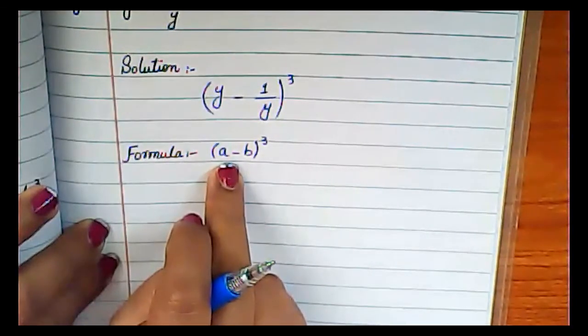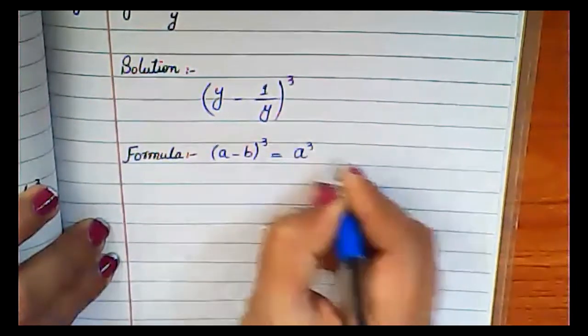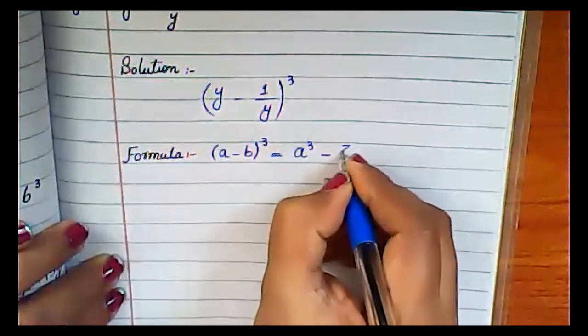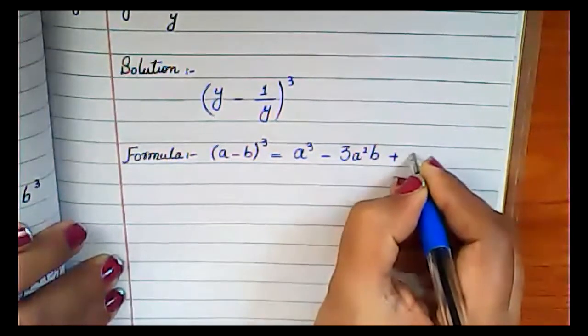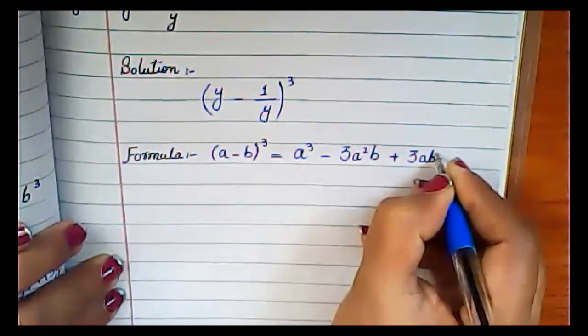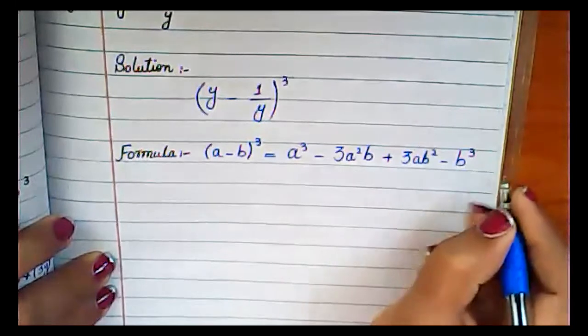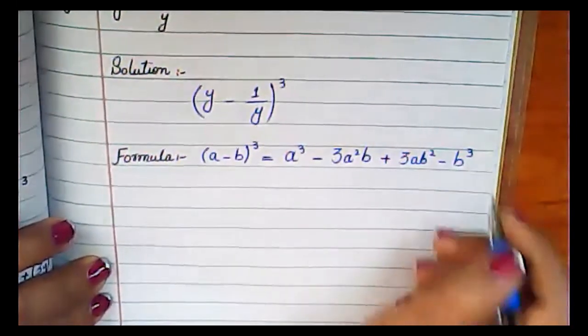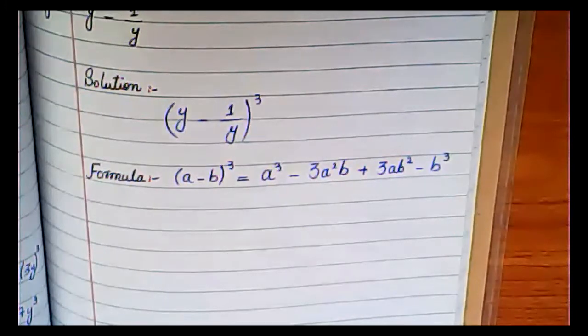That is (a minus b) whole cube is equal to a cube minus 3a squared b plus 3ab squared minus b cube. This is the formula for subtraction. Understand? This is the formula for subtraction.